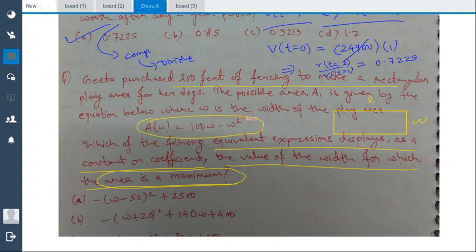First of all, you tell me whether you are going to get a maximum or minimum value for this expression, 100 w minus w square. This is a quadratic expression. If I equate it to 0, it will be called a quadratic equation. When you equate the expression to something, or have left hand side equal to right hand side, that is an equation; otherwise it is just a polynomial or expression. So tell me, in this quadratic expression, are you going to get a maximum or minimum value?